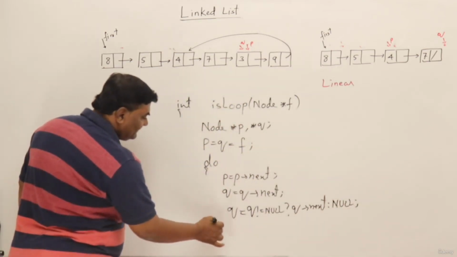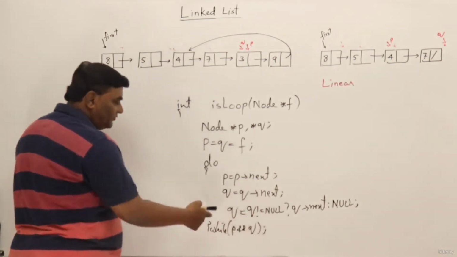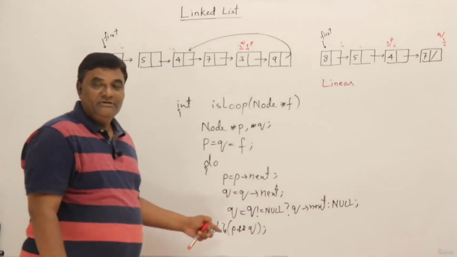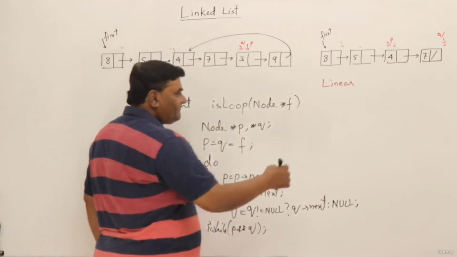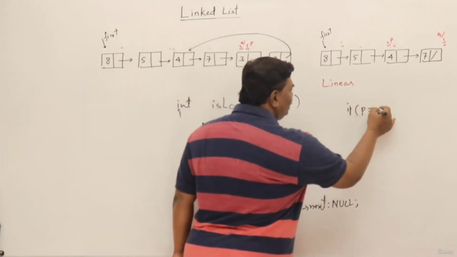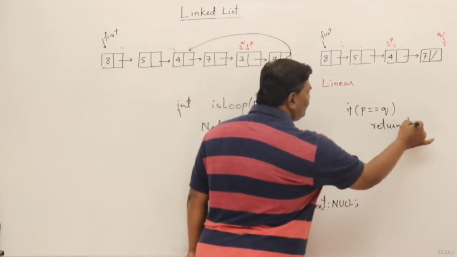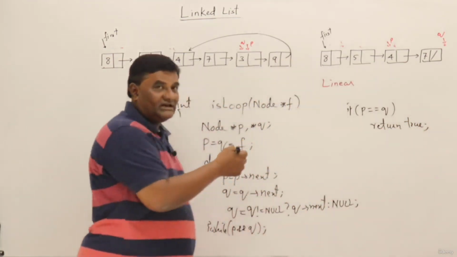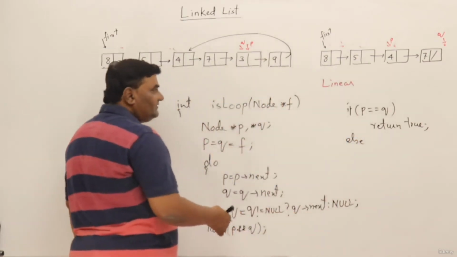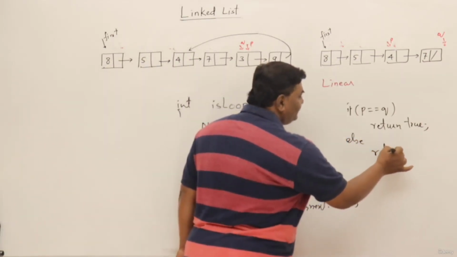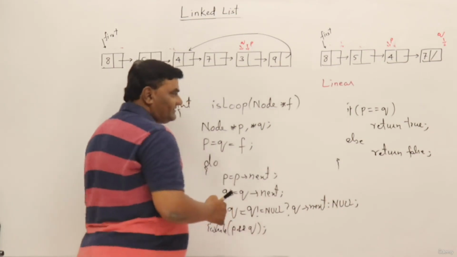Now here inside while, I will write the condition: continue as long as both the pointers are not null. Both the pointers are not null. Now at the end of this, there is no space, so I will continue here. If P is equal to Q, means both are at the same place, then return true. True means 1. I will be returning 1. If they are not equal, means definitely one of the pointers is null. So return false, means it is not having a loop. Not having a loop means definitely it is a linear linked list.